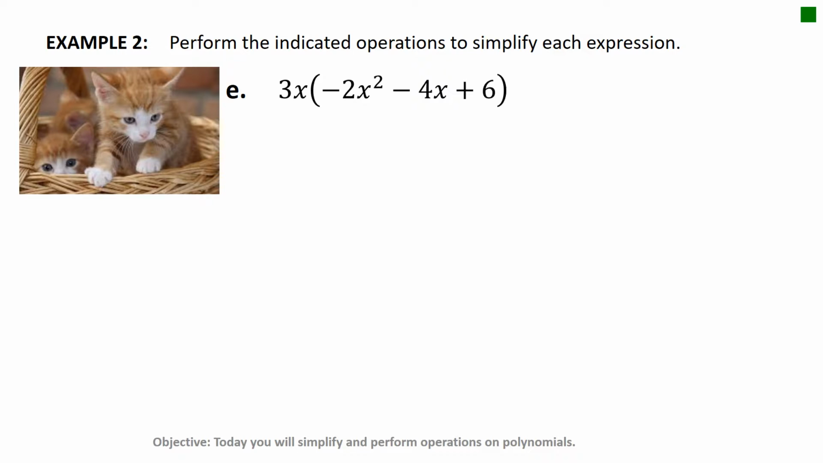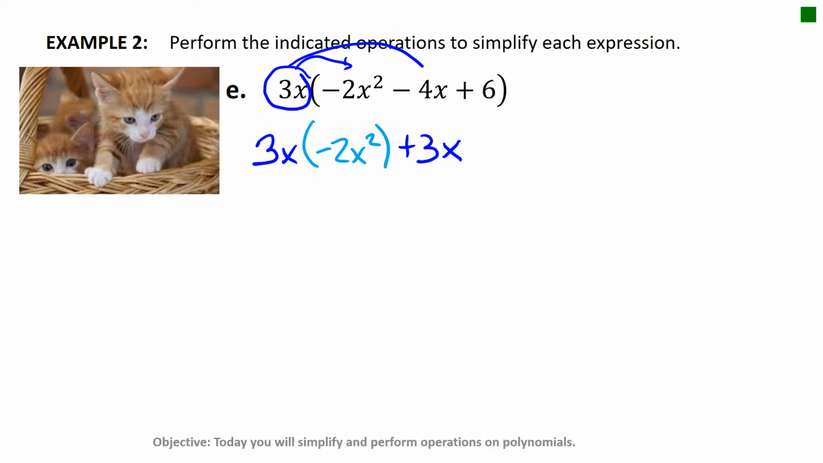All right, this one's a little bit different because it's the distributive property. Look at this, 3x is being multiplied by this whole polynomial. So I'm going to take the 3x and I'm going to give it to the -2x squared. So it's 3x times -2x squared. Then it's a +3x. I'm going to now multiply it times -4x. Then we're going to take that +3x, distribute it all the way down to the end, times a +6.